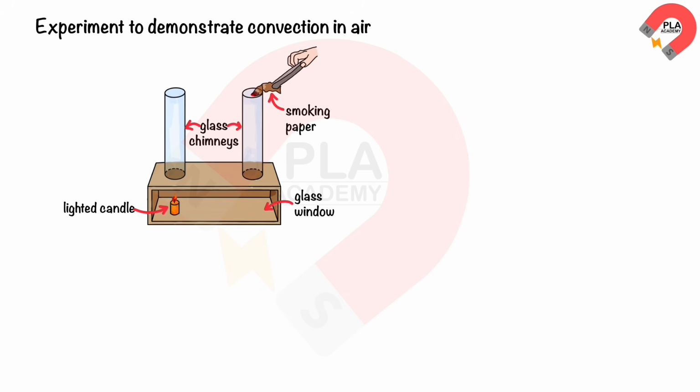The air above the candle flame gets hot and rises. Cooler air is then drawn from the other tube to replace the hot air. Smoke is used so that we can see how the air moves. The movement of hot and cold air sets up a convection current.